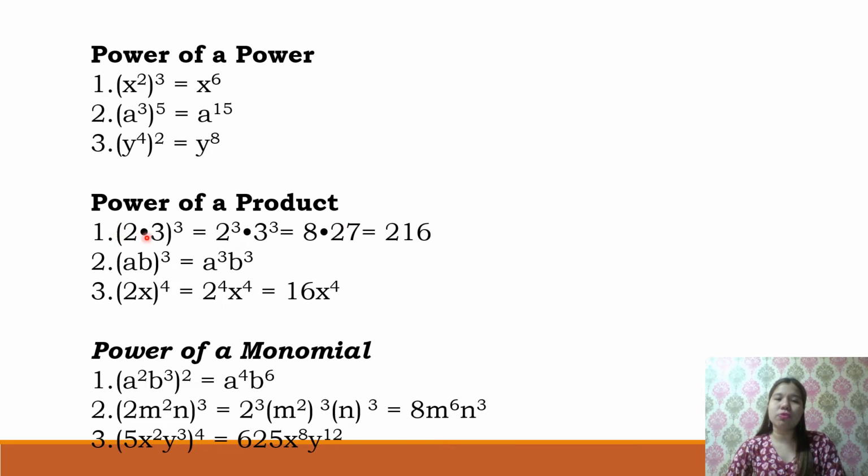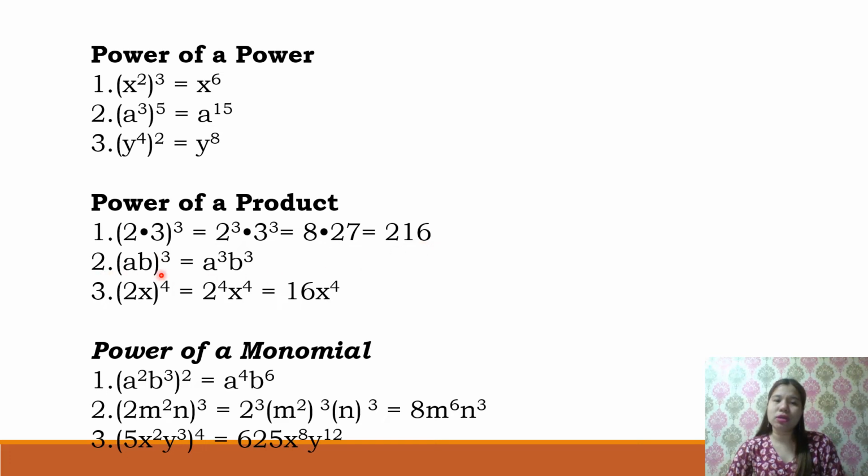Okay, power of a product. So we have quantity of 2 times 3 raised to 3. So expand natin, 2 raised to 3 times 3 raised to 3. Evaluate muna ang 2 raised to 3. That is 2 times 2 times 2 is 8. 3 times 3 times 3 is 27. So 8 times 27 is 216.